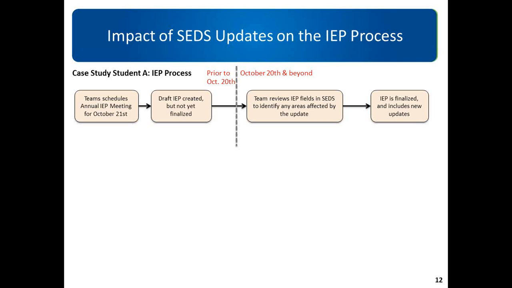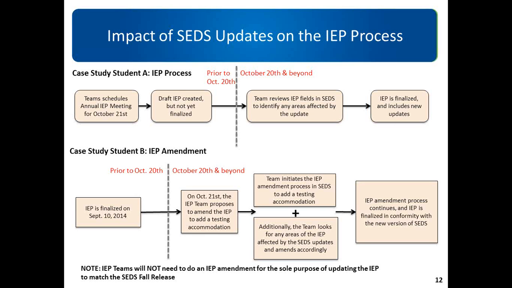The next case study is if you are working on an IEP amendment. With this case study, you have an IEP that has been finalized on September the 10th, again prior to the October 20th release. After October 20th, the IEP team may propose that you have to amend the IEP for, let's say, for example, a testing accommodation.